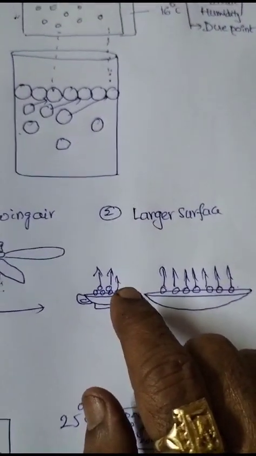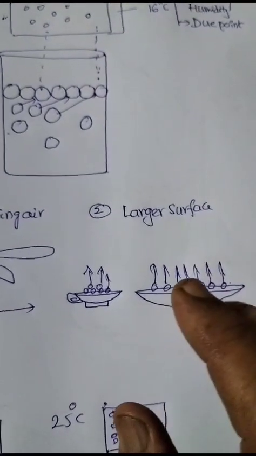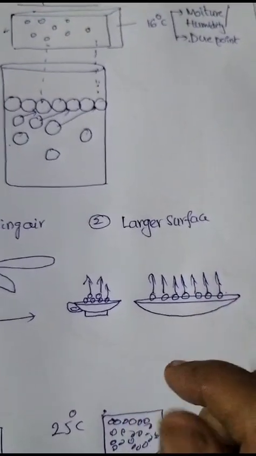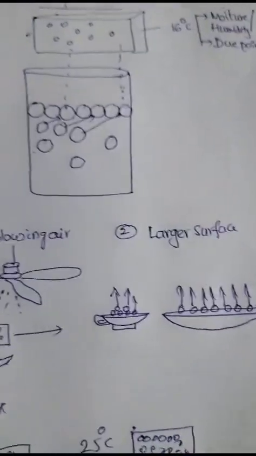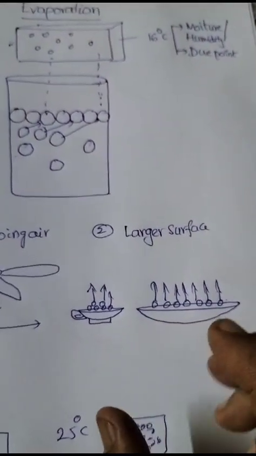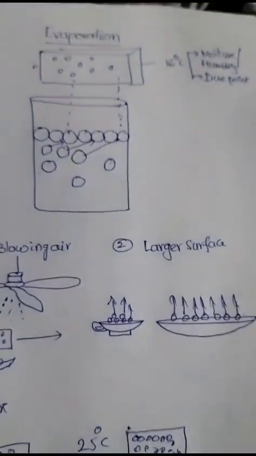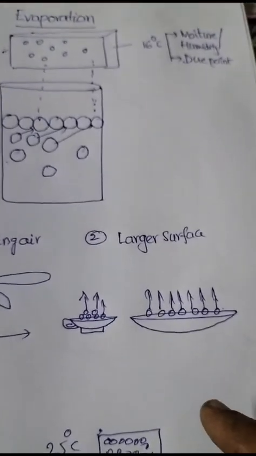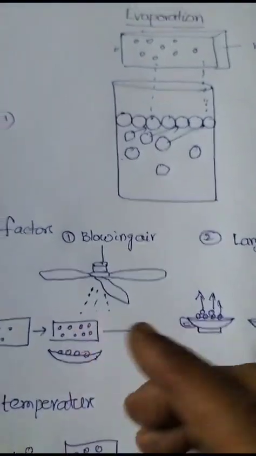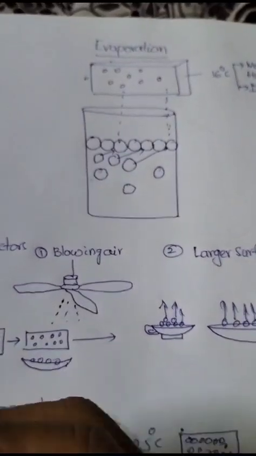Even sometimes when you are taking clothes and want to dry them in an open place, you will not keep them in a squeezed manner. You have to expand the cloth and then make it dry, because when they are squeezed, they won't have a larger surface. When you expand them, they have a larger surface, and they easily dry. So that is the reason we keep the clothes in an expanded manner, as well as where the air is blowing.